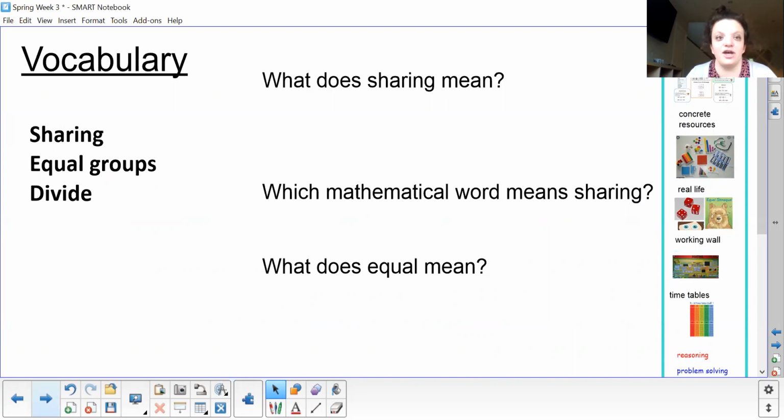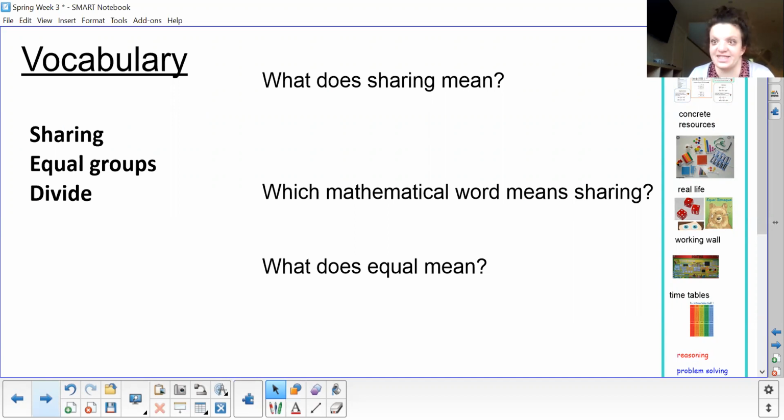Okay, fantastic. So sharing means to be equal and to give the same amount to everybody. So everybody gets the same amount of food or objects or toys or whatever. So sharing means to be fair and to be equal. The mathematical word for sharing is divide.